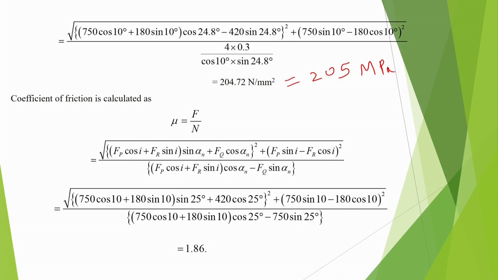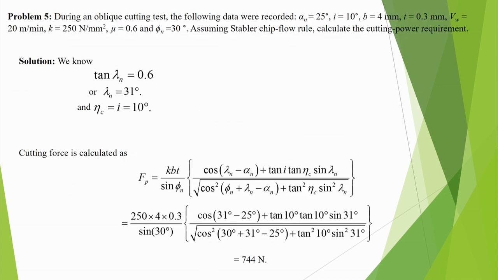Coefficient of friction is calculated as F by N, and the expression for F on the tool surface is given like this, and the expression for N is this. You put it in, so the coefficient of friction is coming 1.86. You see that effectively this is a very high coefficient of friction. So that's what we have obtained. Now let us see another problem.